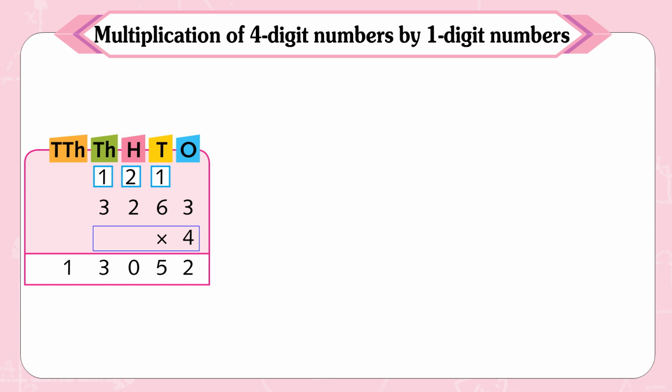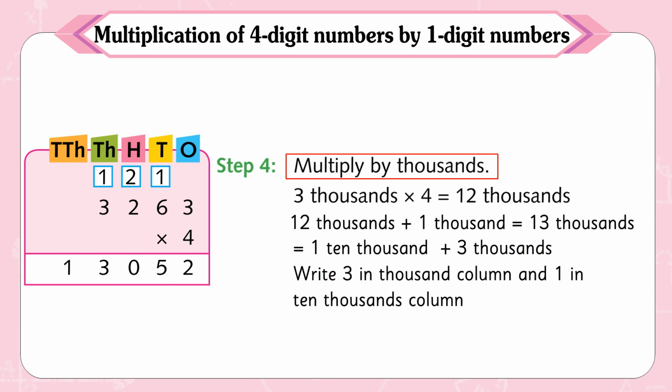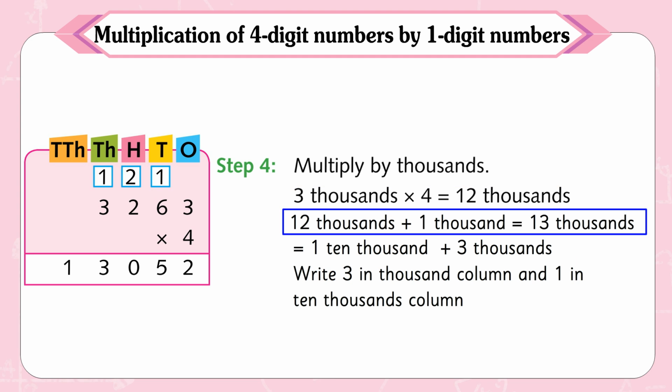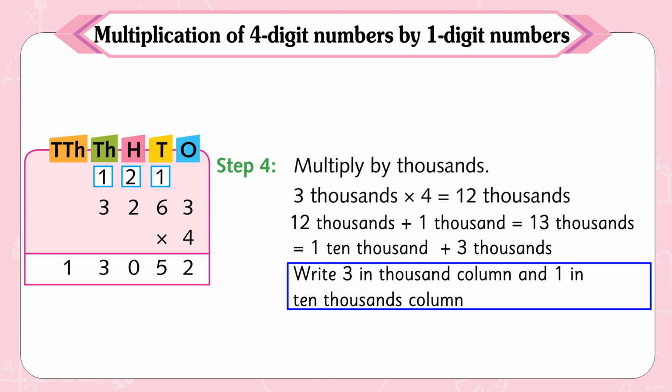3263 into 4 is equal to 13,052. Step 4. Multiply by thousands. 3 thousands into 4 is equal to 12 thousands. 12 thousands plus 1000 is equal to 13 thousands, which is equal to 10,000 plus 3 thousands. Write 3 in thousands column and 1 in 10,000s column.